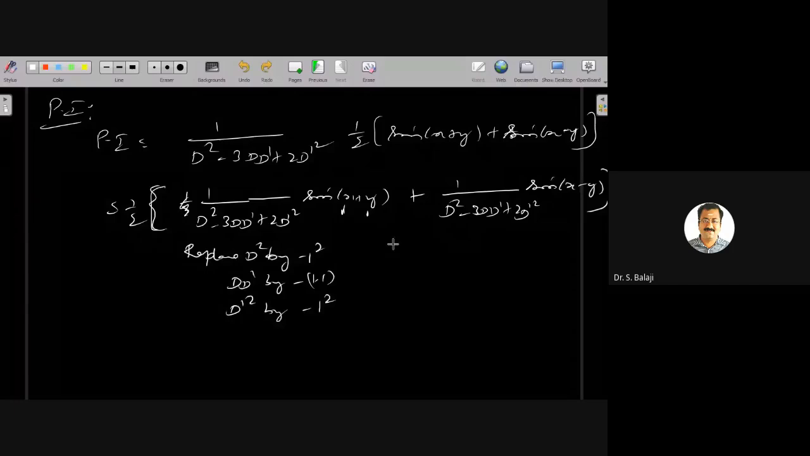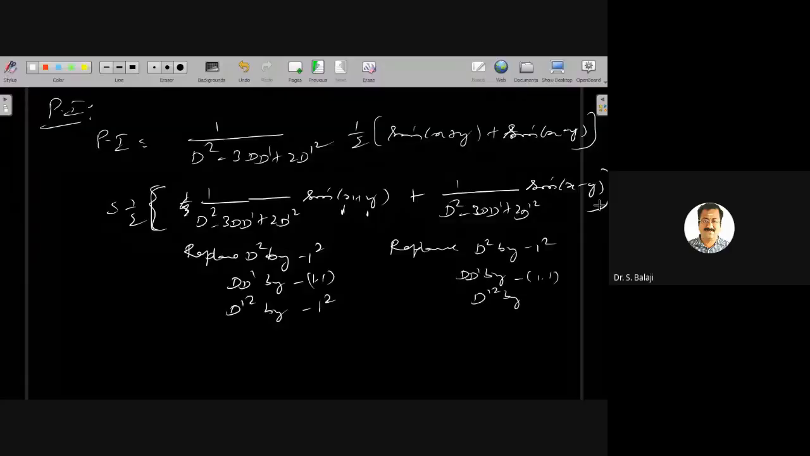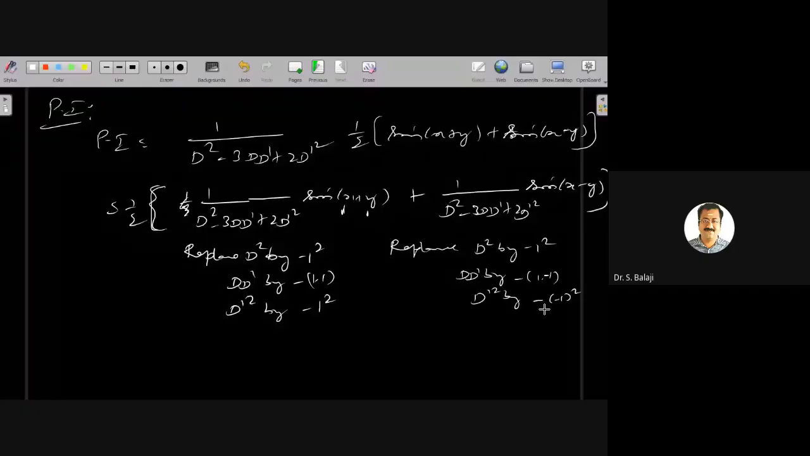For the second term, in the form ax plus by, a is 1 and b is minus 1. Replace D square by minus 1 square, DD dash by minus 1 into minus 1, and D dash square by minus of minus 1 square. In that manner we proceed.